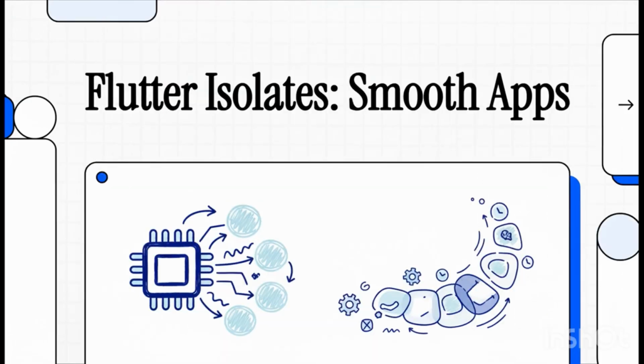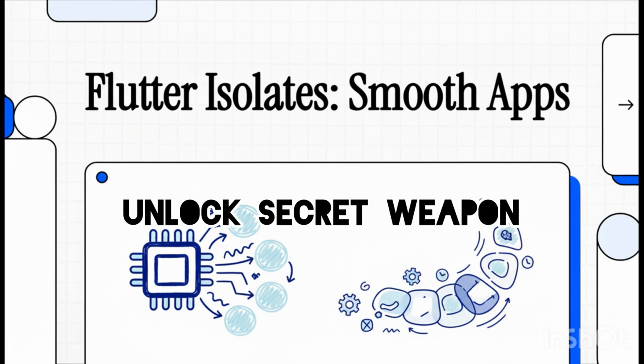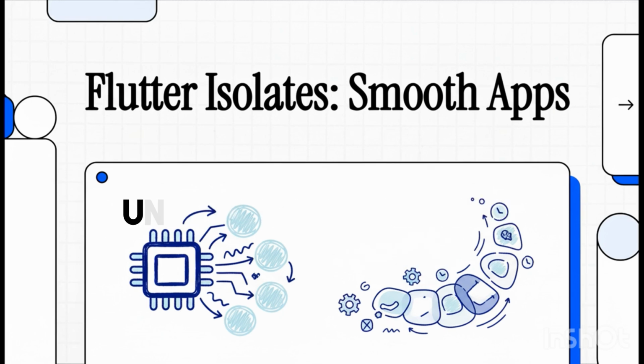If you're a Flutter developer, you know the dream, right? A super smooth, totally responsive UI. But what happens when that dream turns into a nightmare and your app just freezes? Well, today we're going to unlock Flutter's secret weapon for keeping things running smoothly, Isolates. Let's dive in.